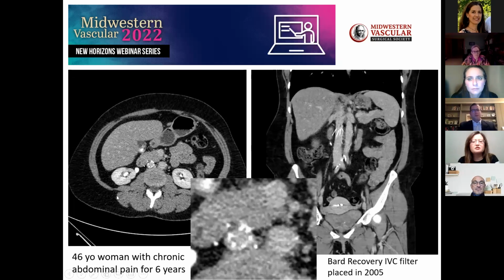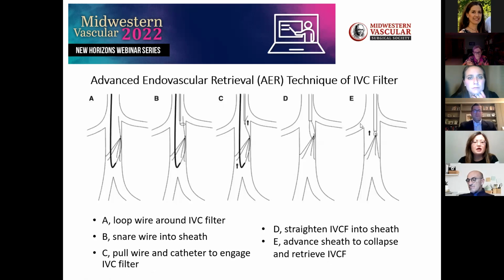This is a case of mine. I'll show some cases, and you have probably seen all this in terms of filter penetration. A 46-year-old woman had a filter placed prophylactically and then started developing abdominal pain for 6 years. This one is a retrievable IVC filter placed actually over 15 years ago, but she started developing symptoms about 10 years down the line, and you can see perforation in the area.